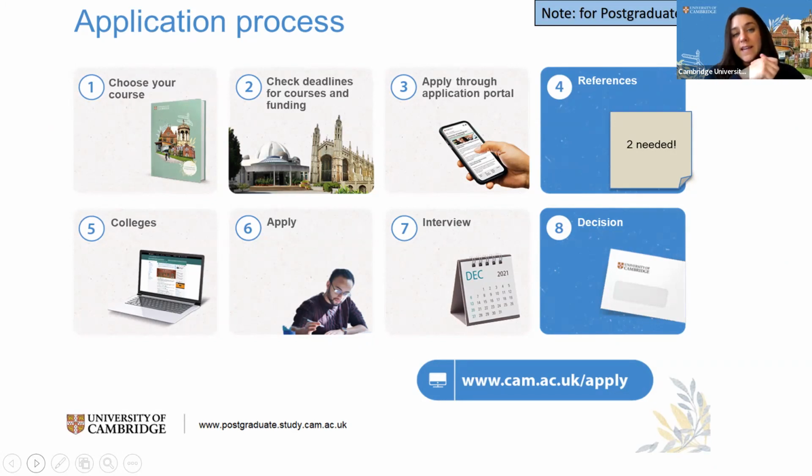Please do check deadlines for courses and also deadlines for scholarships and funding. These are two different things, two different deadlines. Also, make sure that you're very, very clear what the application deadline is for the program of your choice. Every academic program has a different deadline. Unlike undergraduate applications that only have one deadline, the 16th of October, at postgraduate level, every program has its own deadline. You can apply, as I said before, through the application portal directly to the university.